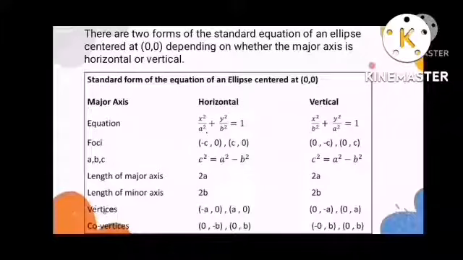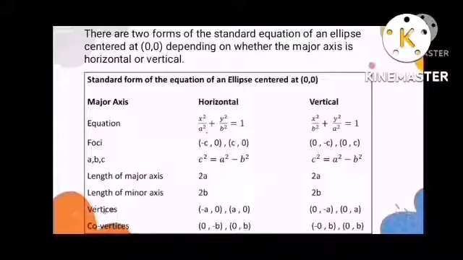For the foci, (negative c, 0) and (c, 0) for the horizontal. For the vertical, (0, negative c) and (0, c). The relationship of a, b, and c is c squared is equal to a squared minus b squared, for both horizontal and vertical. That is the formula for c. Length of the major axis, 2a, both horizontal and vertical. Length of the minor axis, 2b, both horizontal and vertical.